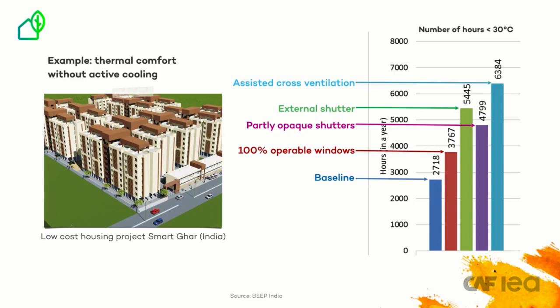Assisted cross-ventilation is the strategy which has the most impact in this case. It is made up of windows that can open and a fan which increases the natural ventilation airflow through the space.